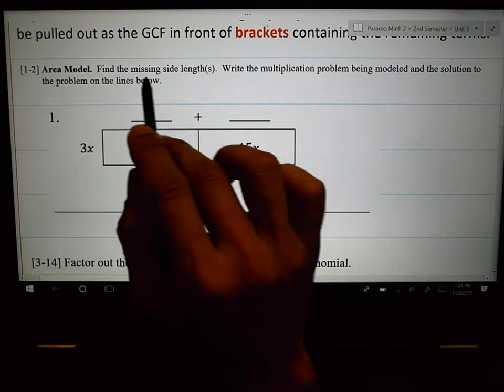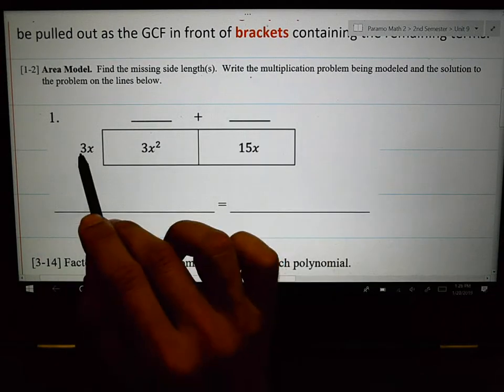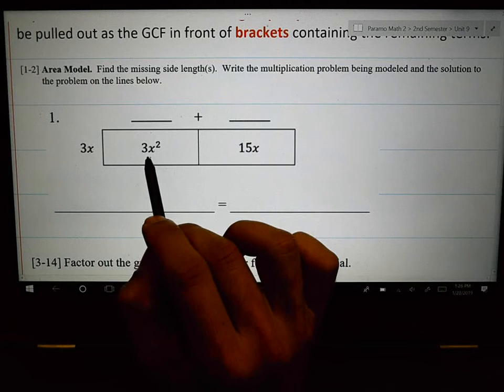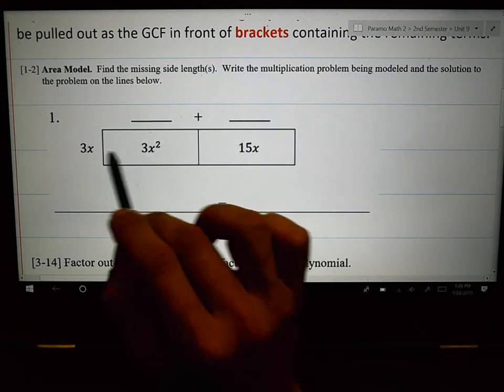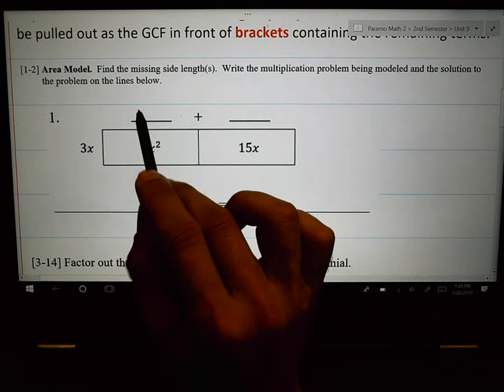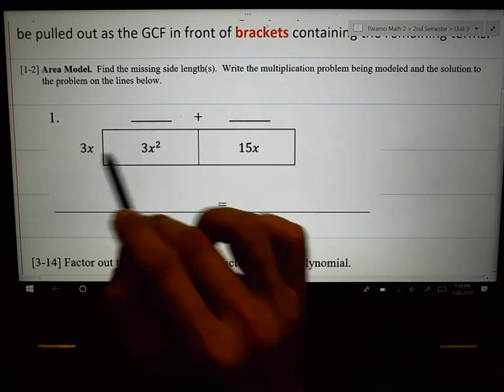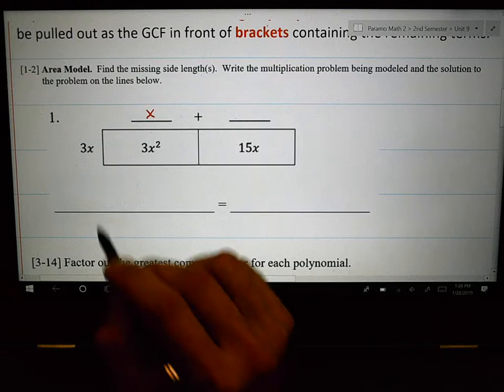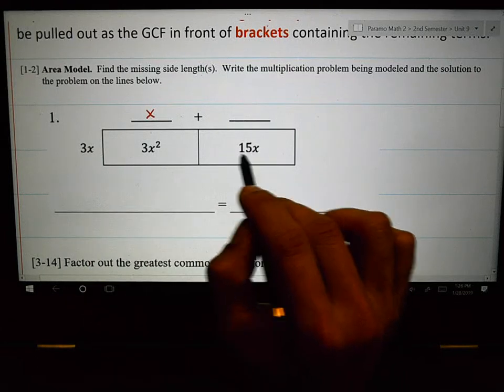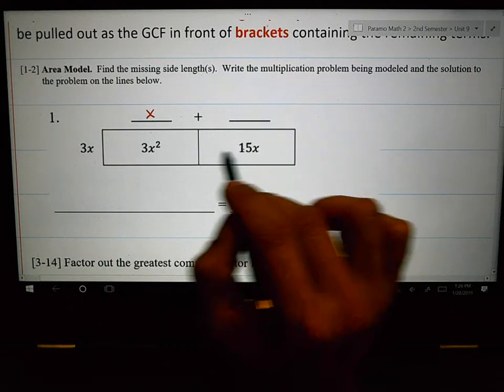The area model. Find the missing side lengths. If this times this equals this area, then you should know what goes there. This times what gives you 3x squared? Well, it's got to be a 1. 3 times 1 is 3. And you need another x. 3x times what gives you 15x?